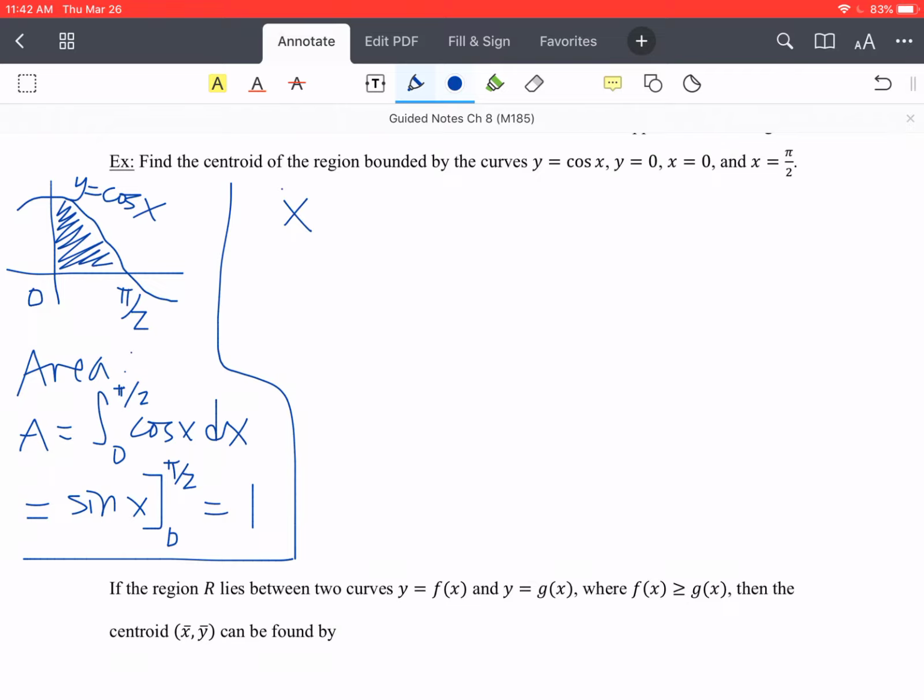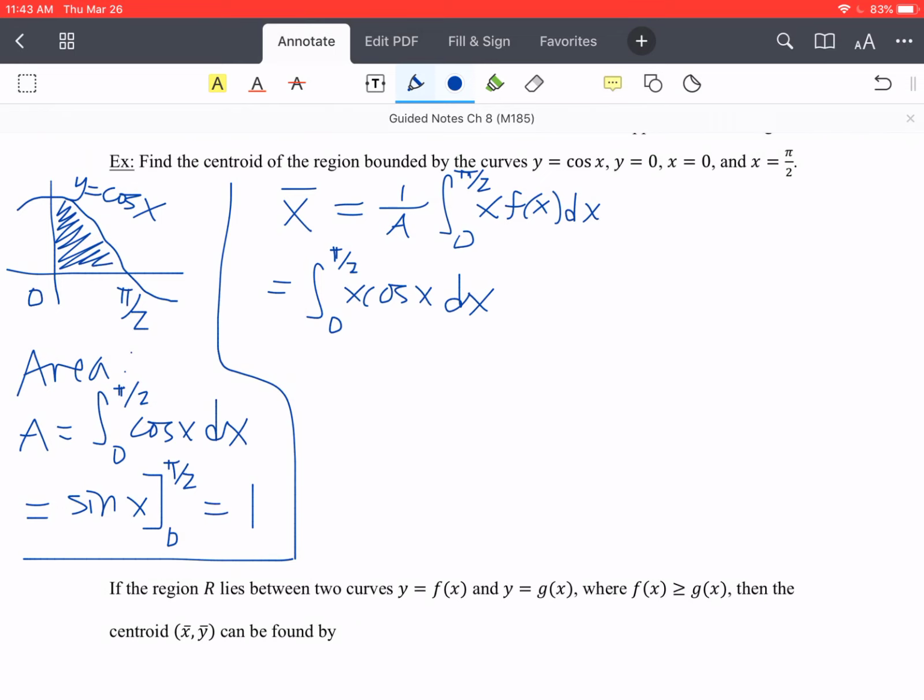So now we're going to find x bar and y bar. So x bar is going to be 1 over a, integral from a to b, so just say from 0 to pi over 2, of x f of x dx. Okay, so area is 1, so that's just 1 over 1, so that just disappears. That's integral 0 to pi over 2 of x cosine of x dx.